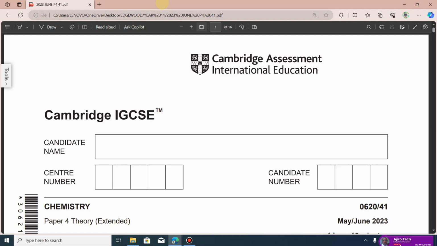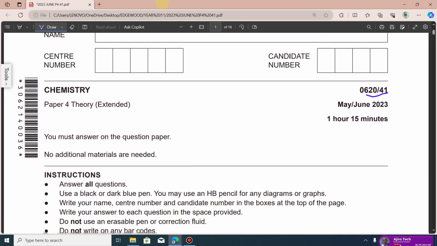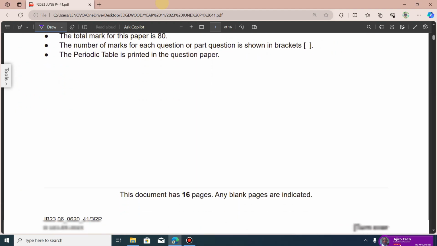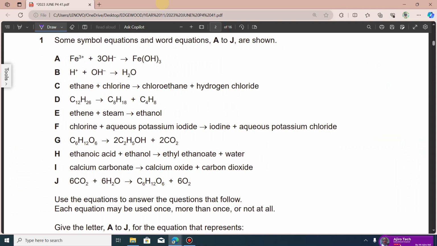In this video, we are going to be solving the Cambridge IGCSE Chemistry Paper 4, May/June 2023, variant 41. So kindly pay attention and learn from the video. Let's begin with the first question. It has some symbol equations and word equations A to J. We are expected to use this information to give answers to the questions below.